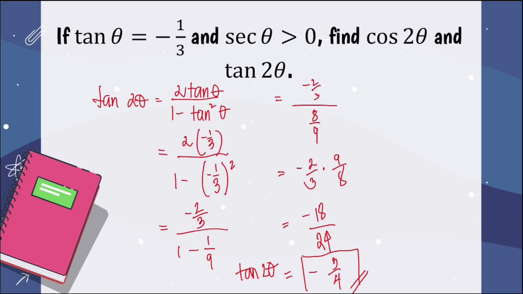So again, that's how you do it with the double angle. You just have to identify the missing function, whatever is needed in our formula, and then simplify.